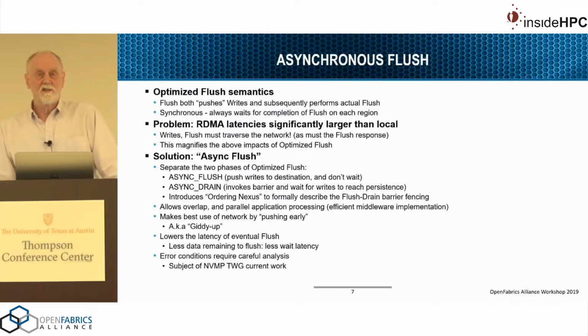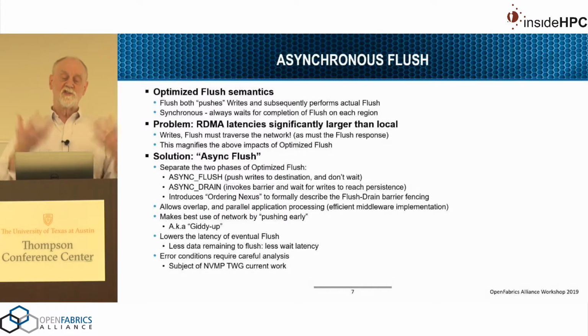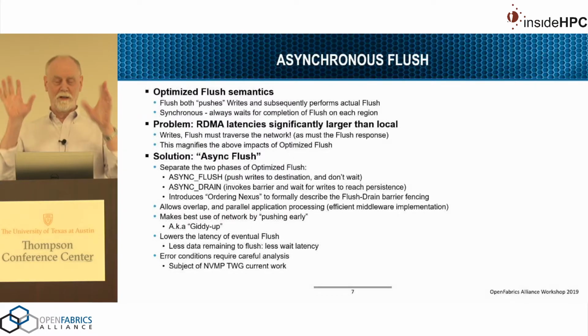So the RDMA latencies, the latency of actually sending the data, is much higher than local, right? Local, you have a few hundred nanoseconds or maybe less, depending on your architecture. RDMA, you've got microseconds, order of magnitude at least. So it magnifies the impact of the optimized flush pipeline. So our solution was to separate the two phases into an async flush, which does a write, and an async drain, which does a flush. I know the language is a little odd, but you know, if we'd thought this through when we started, we wouldn't have chosen the wrong terms. Maybe we'll fix this when we publish it.